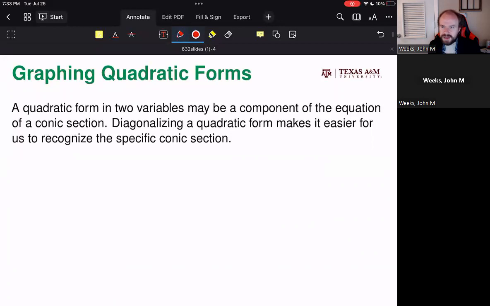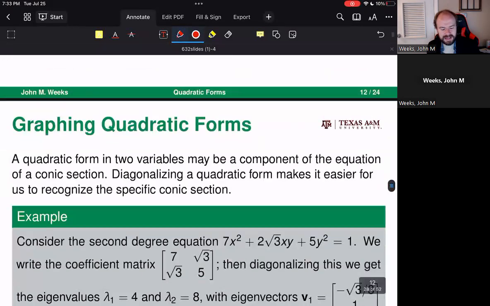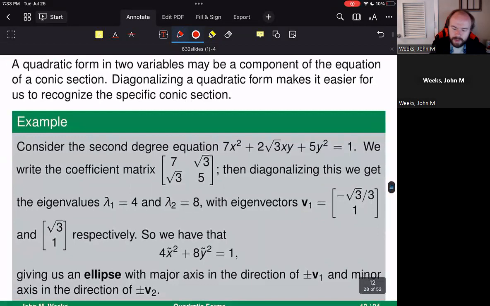In particular, what we're going to do is set our quadratic forms equal to something. You're going to see here in this example, we're going to set a quadratic form, like this one, equal to 1. And we're going to ask the question, what does this look like? And what we're going to see is that this is going to look like a conic section. Let's go through and see how we would do this.